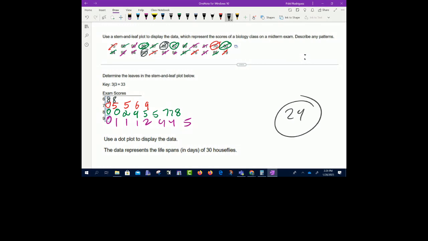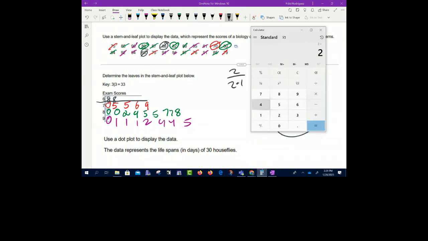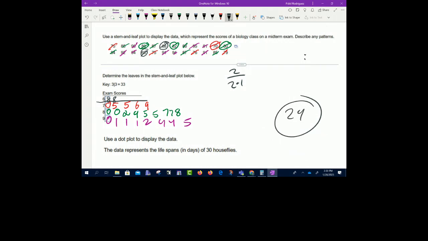Everybody agrees that a passing grade is 70 and better? Would you guys say that most people passed that exam? Yeah, right. And why is that? Because out of the 24 people, only 2 out of the 24 failed it. So 2 out of 24, that's like 8.3%, right? So most people passed that test.